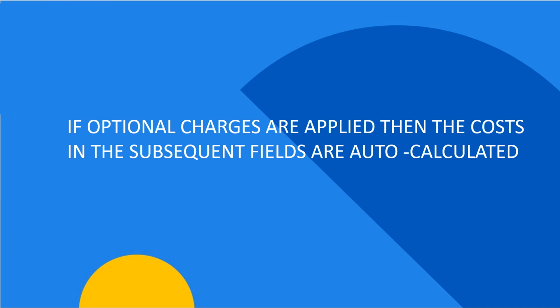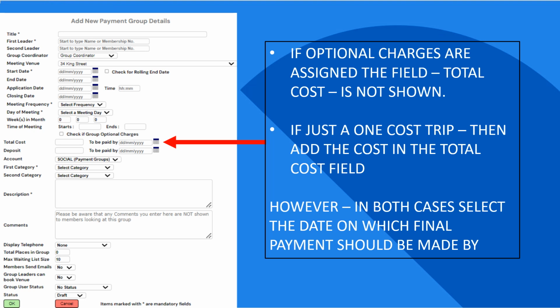If optional charges are applied, then the costs in the subsequent fields are auto-calculated. There are 2 possibilities for these 2 fields. If you have selected optional charges, then the field, Total Cost, will not show, as the system calculates this, once an application to join the group has been made. However, if the activity is a single cost activity, then this is where you enter that cost in pounds and pence. In both cases, you must enter a date on which full payment should be made.